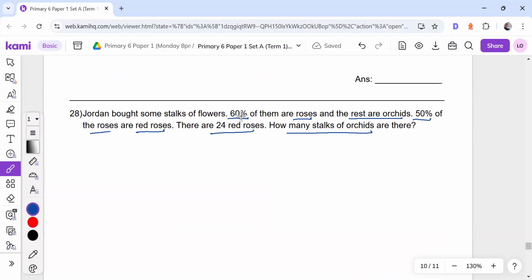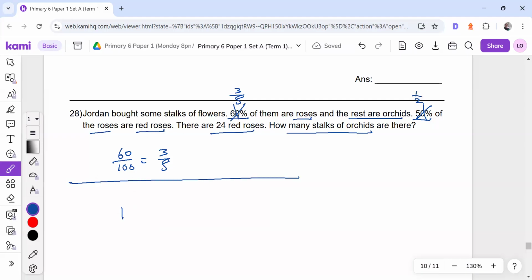Did your teacher say that if the question is percentage, you can change the percentage to fraction to make it simpler? So 60% is what fraction? 60 over 100, simplest form, 3/5. So change the percentage to fraction. 50% is half, and then draw model. I change the percentage to fraction, and then I use a model to help me solve. And it becomes very simple already.